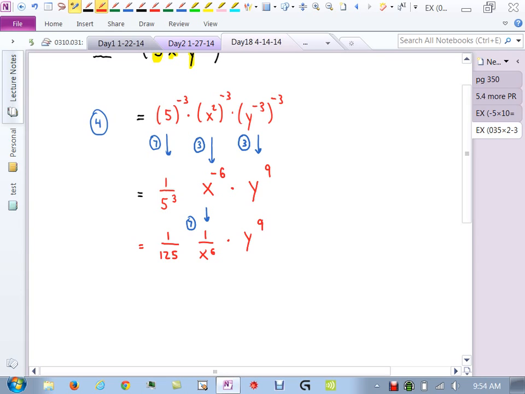Now I'm ready for a final answer. What things go in the numerator? What's on top, what's on bottom? That's what we have to figure out. So this 1 is obviously on top. This 1's on top. The y to the 9th, top or bottom? It's on the top, right? Because there's a 1 underneath it. So we have just a y to the 9th on top, right? On the bottom, what do we have? 125 and x to the 6th.